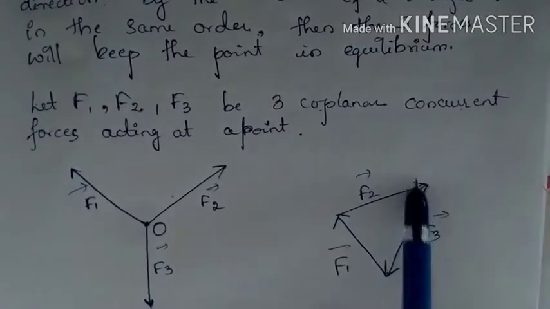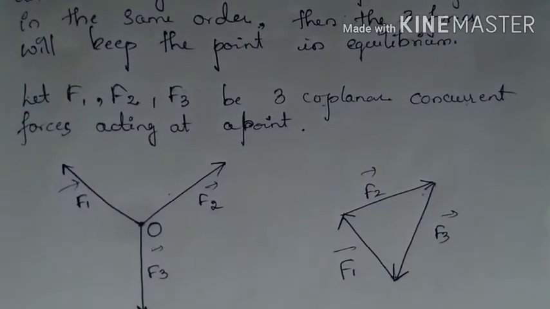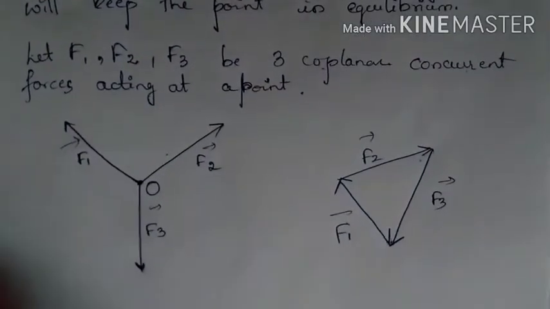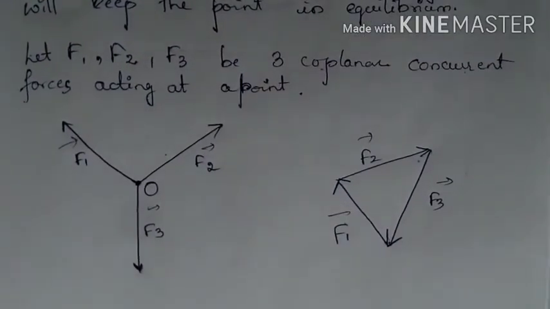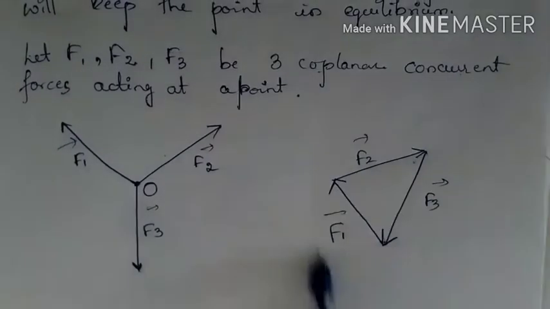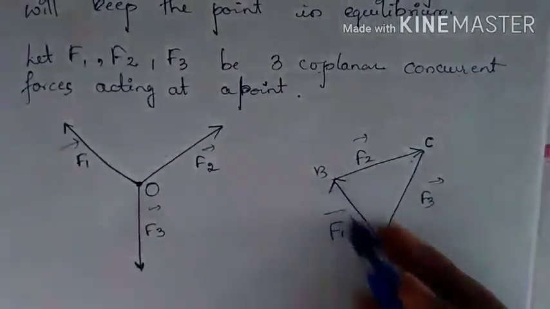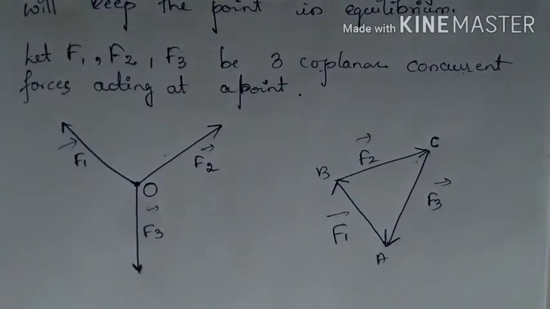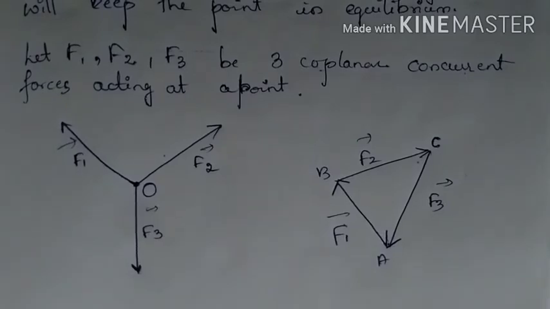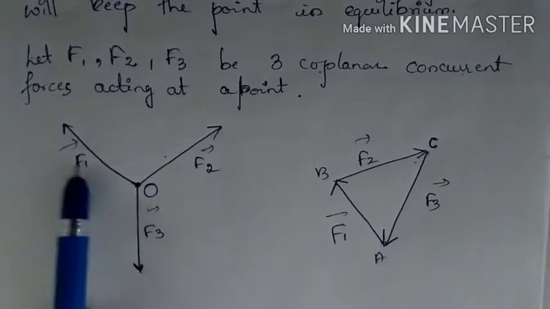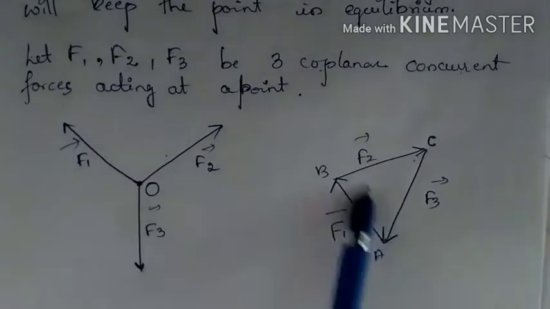So these three forces are in the same order, and moreover they give you the magnitude of the forces which are acting at a point O. So here we have a triangle ABC, and these sides of the triangle represent the forces which are acting on point O. So at equilibrium, we can write F1 is directly proportional to AB.